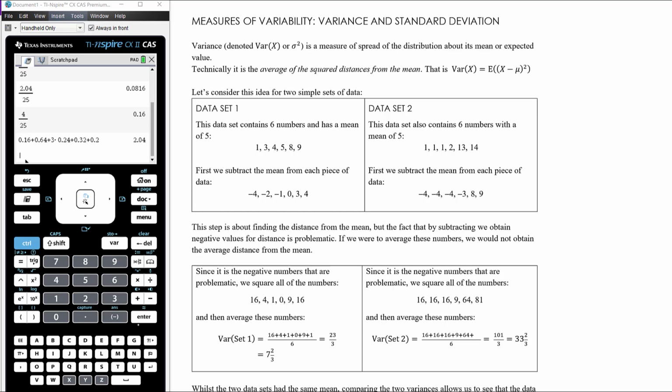Let's have a think about the process of averaging the squared distances from the mean. Let's look at two very simple data sets, each containing just 6 numbers and both with a mean of 5. The first thing we do is subtract the mean from each piece of data. I've calculated the mean of 5, you can check that. You subtract the mean from each piece of data and you get these numbers here. This -4 tells us that this piece of data is 4 below the mean. This +3 tells us that this piece of data is 3 above the mean. So it tells us how far away we are from the mean.